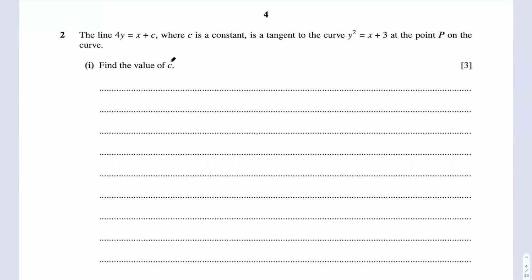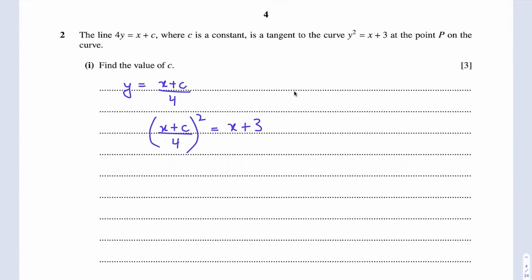In question 2, we have a line which is a tangent to the curve at the point P. We have to find the value of c. So as it is a tangent, it means there is only one point of intersection. So from the equation of the line, we know that y is equal to x plus c upon 4. Equating the two equations, in place of y, we can substitute x plus c upon 4 whole squared is equal to x plus 3.